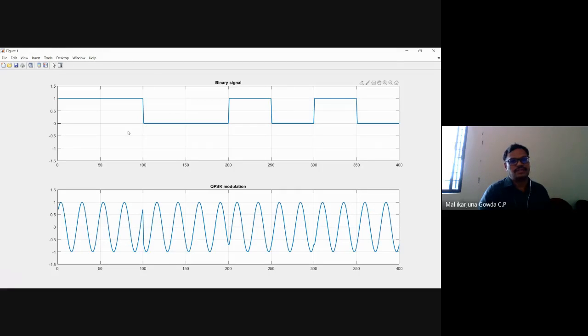Then you can start comparing the phase shift. See, the first one starts with 45 degree, and it will be ending with that 45 degree after 2-bit duration. The next one starts with 135 degree. Just check with 2 cycles. So it starts with 45 degree, this is a 45 degree, right?